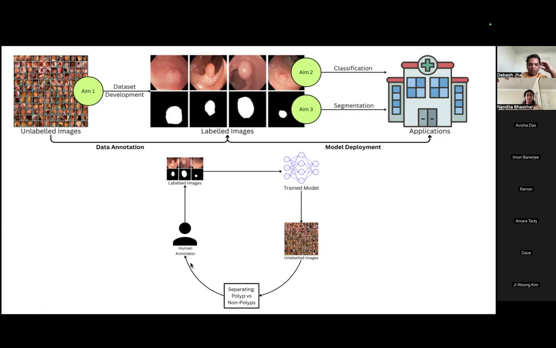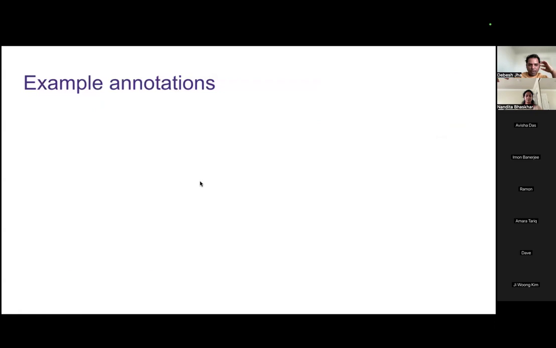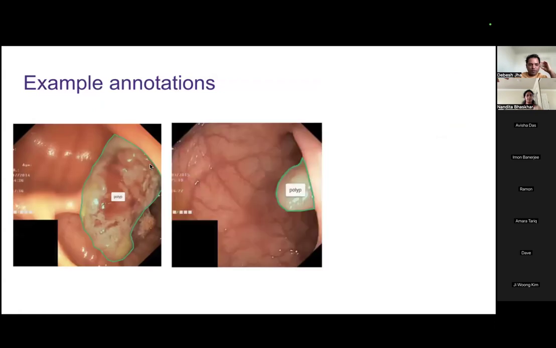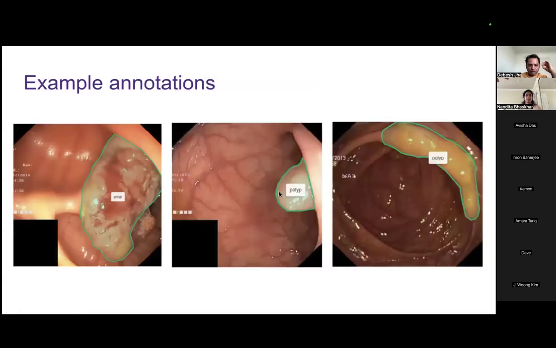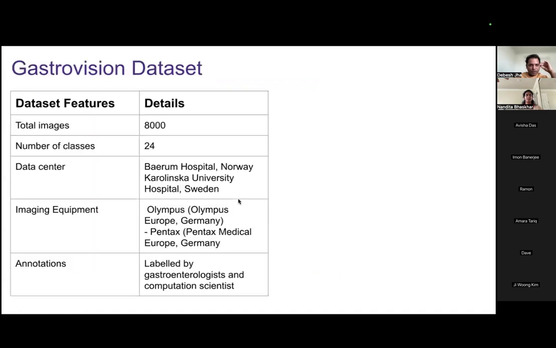So from here, a human annotator can play, do it very quickly rather than exploring all these images, and then can label these kinds of images and can also create a segmentation map. So this is some of the example of the annotation we did. And then one of the datasets that we recently released is the GastroVision dataset.